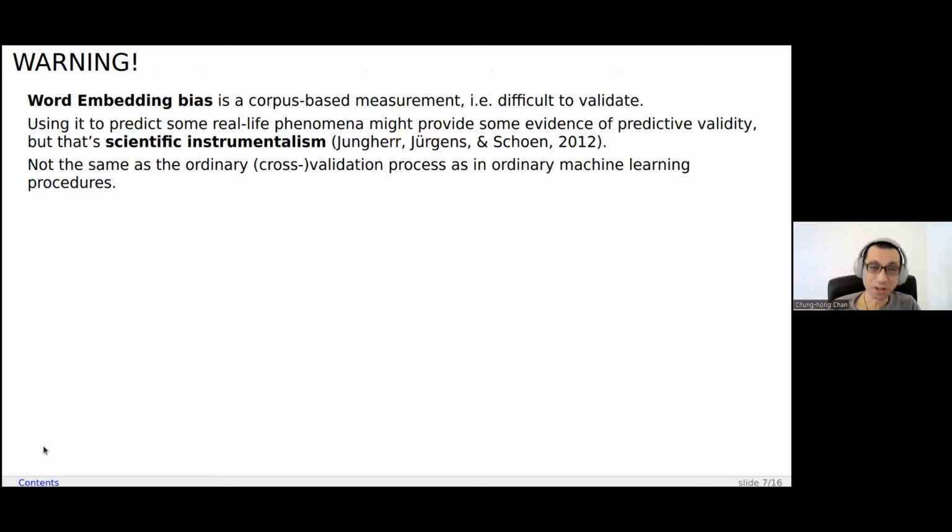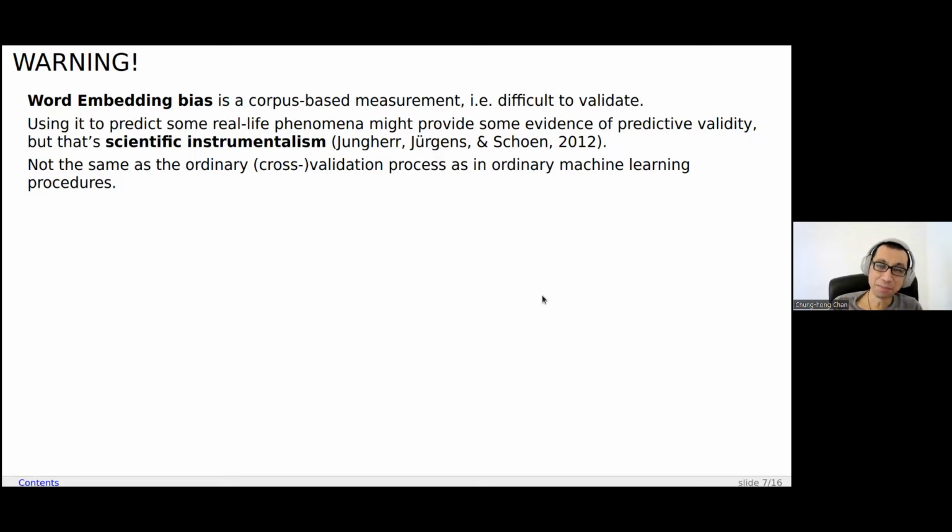But this is a warning. This is a very important warning about using this kind of method. It is because word embedding bias is a corpus-based measurement. Therefore, it is very difficult to validate. In order to validate this kind of word embedding bias, you need to have a human reader read all the articles in the corpus and then study that kind of bias in the text.